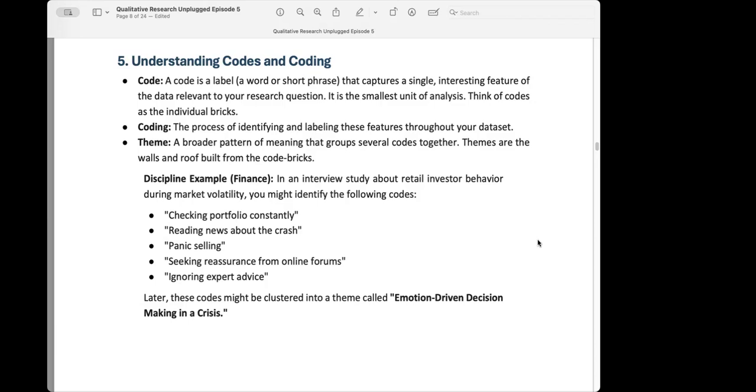Exactly. That captures it perfectly. That's the difference between merely summarizing your data with a list of codes and truly analyzing it to find deeper meaning through themes. Okay, that clarifies the code-theme relationship beautifully.